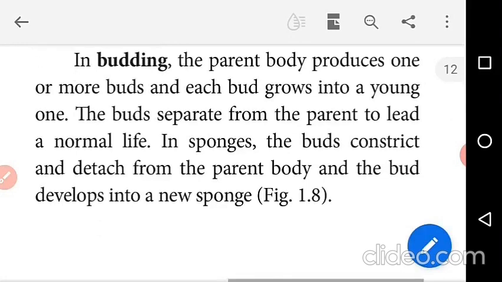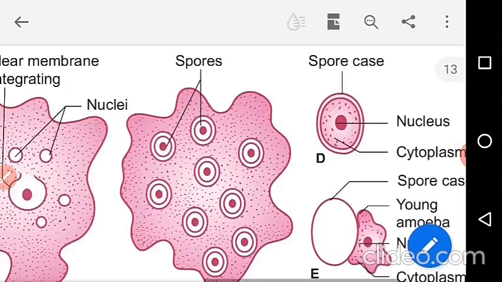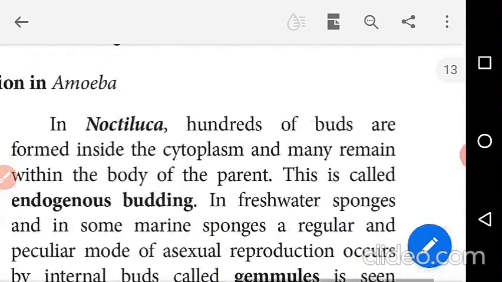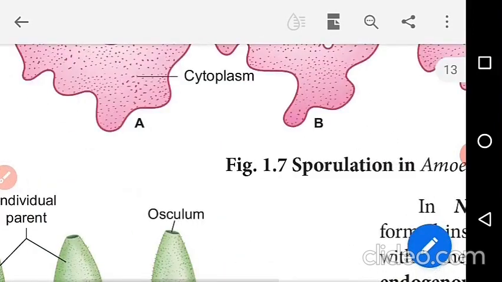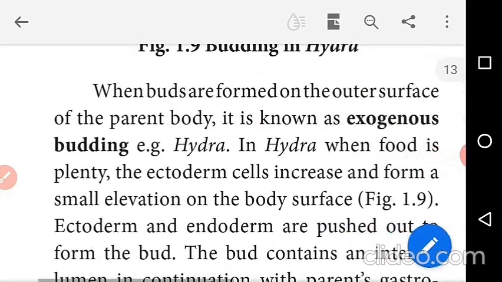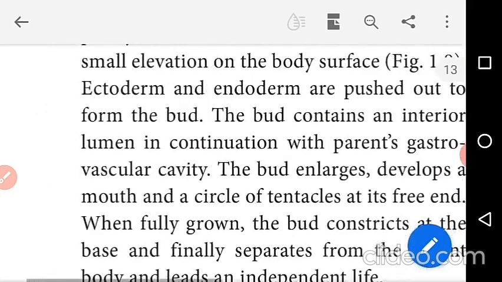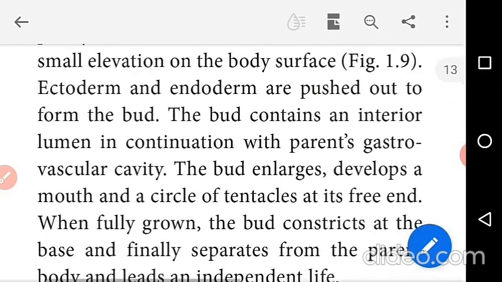Budding has two different types: one is exogenous and the other is endogenous. Exogenous means a bud formed on the outer surface of the parent body. Example: Hydra. When food is plentiful, the ectoderm forms a small elevation on the body surface, and the ectoderm and endoderm push out in the form of a bud. The bud's interior lumen is a continuation of the parent's gastrovascular cavity.